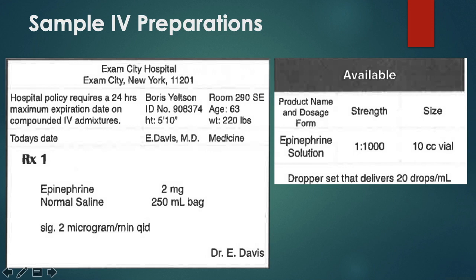And here on the right, we have what's available in the pharmacy, because depending on what we get in the prescription itself, we may need to compound it using what we have in the pharmacy, right? So, for example, here we have this epinephrine solution at a strength of 1 to 1000 in a 10 cc vial, okay? And then here it tells you the information about the dropper. It's set to deliver 20 drops per ml.